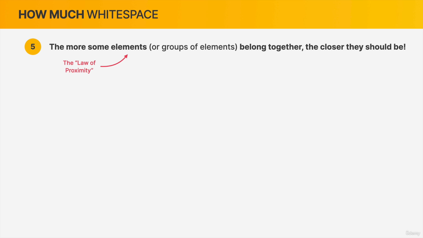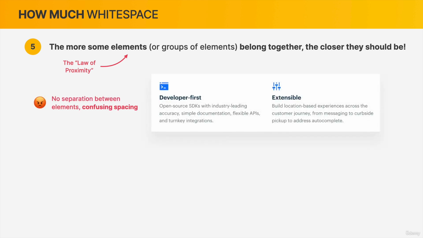Now, on the other hand, of course, if elements are not closely related to one another, then they should be further apart, so that a user intuitively perceives that a certain element or groups of elements are unrelated to another group of elements. So again, all of this is the law of proximity, and this should be the guiding principle when you define how much white space you're going to use between elements or groups of elements.